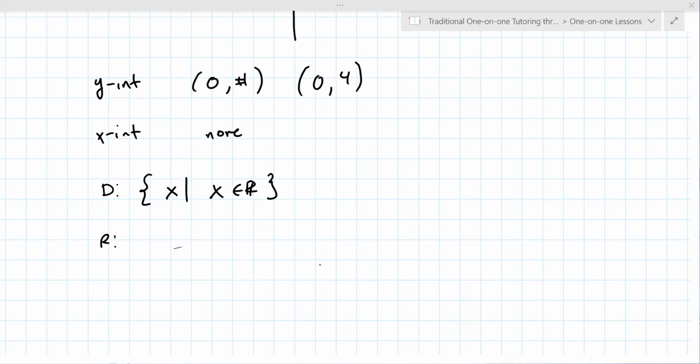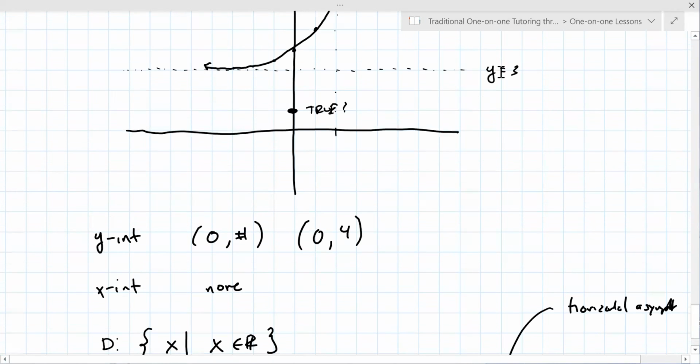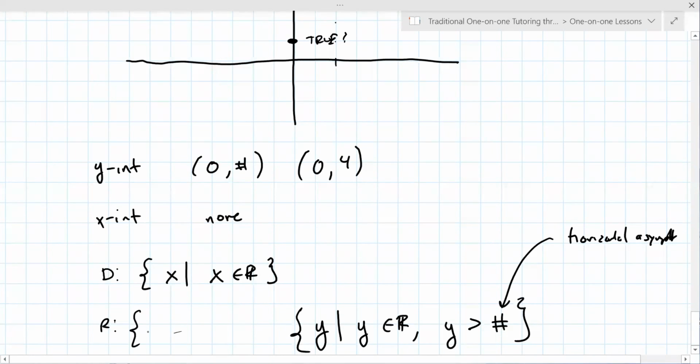Would y be like y2 minus y1? No. The range is y, where y is an element of the real numbers, and then you have to say y is greater than some number. That number is the horizontal asymptote. So the horizontal asymptote is 3. So we would say y such that y is an element of the real numbers, comma, y greater than 3.